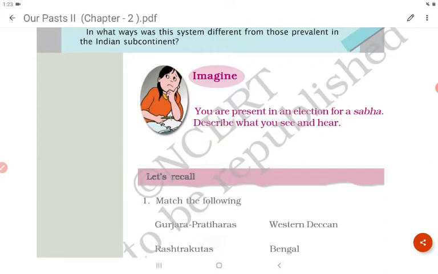Imagine you are present in an election for a sabha. Describe what you see and hear.